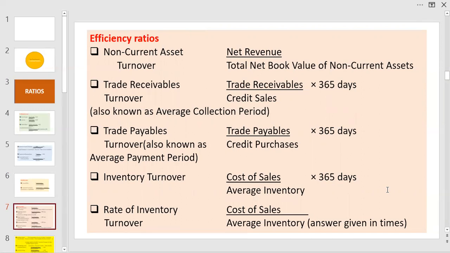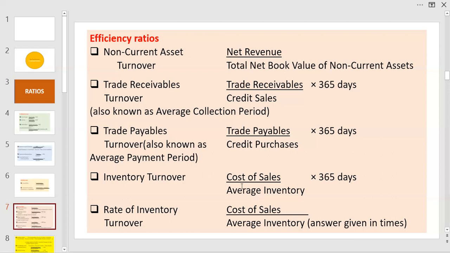In the case of trade receivable to turnover, here only the credit sales will be taken into account. If this ratio is multiplied by 365 days in the year, it will give the average collection period. Similarly, trade payable, referring only to credit purchases and divided by turnover, is to arrive at the payable ratio. And if it is multiplied by 365 days in the year, it will give the average payment period.